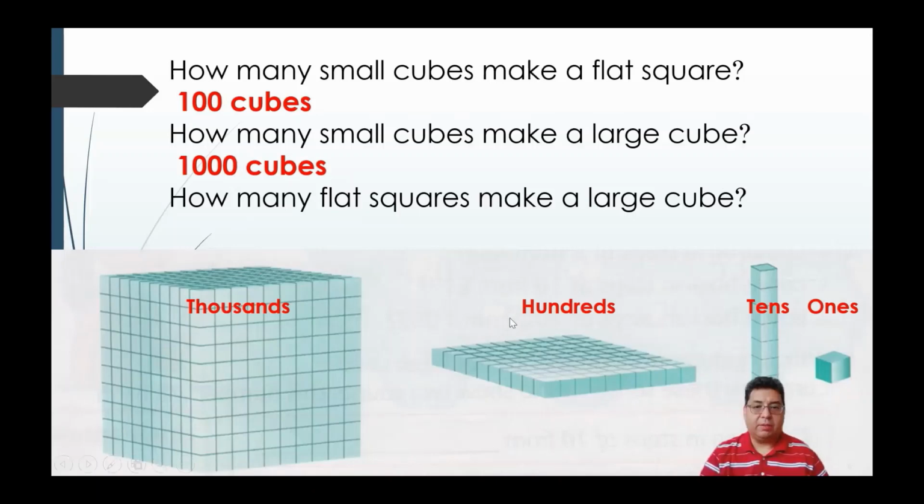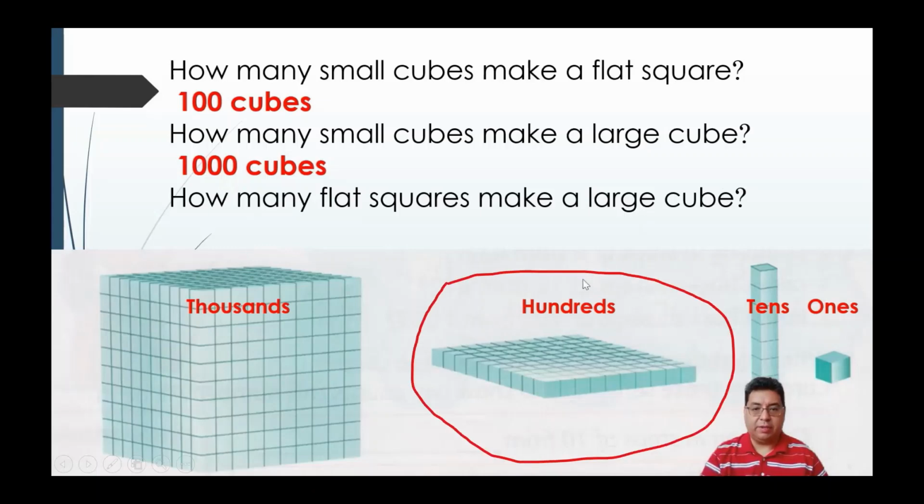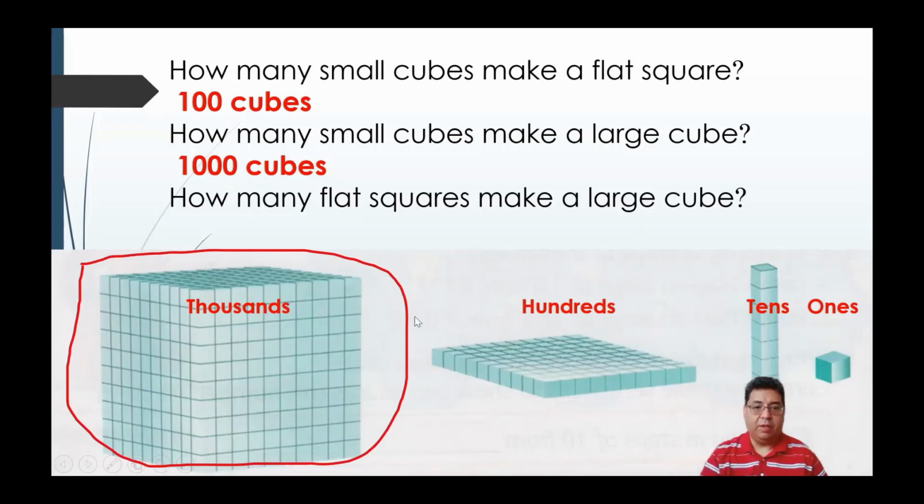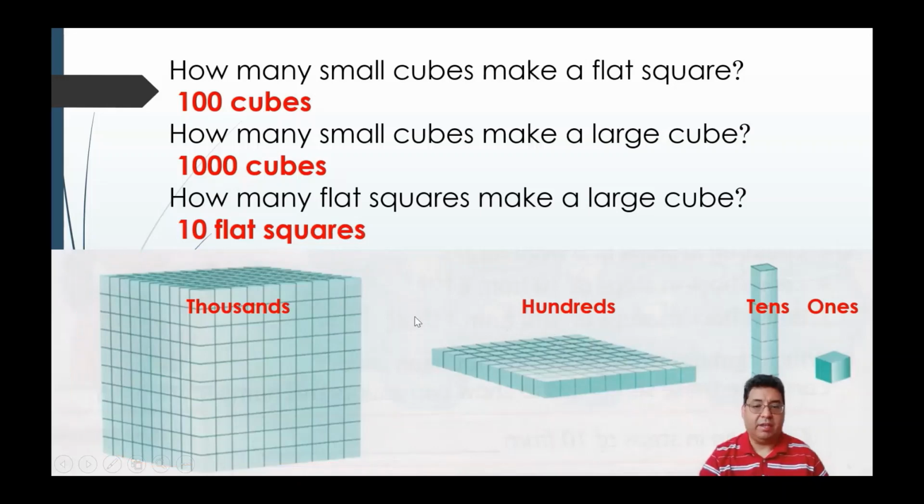And the last question here is, how many flat squares make a large cube? So here we know there's 100 small cubes that make a flat square. So how many flat squares like this would make the large cube? And we also know that it's going to take 10 flat squares. Okay, so I just wanted to do a quick overview about that before we move on.